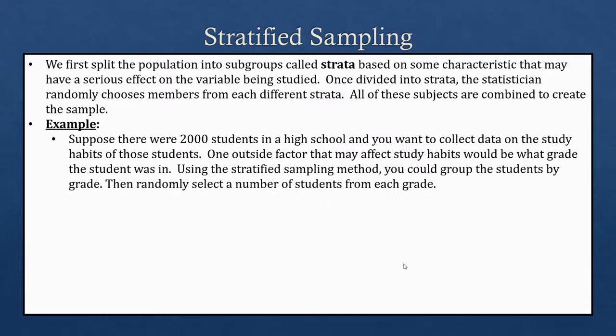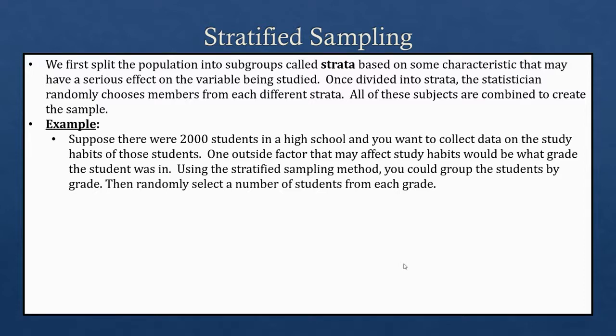So for example, suppose there were 2,000 kids in a high school and we want to collect study habit data. One outside factor that may affect study habits would be what grade the student was in. Hopefully, seniors have better study habits, or at least more refined study habits than freshmen, because they've already been through 3 years of high school. So what grade you're in could have a direct influence on your study habits.